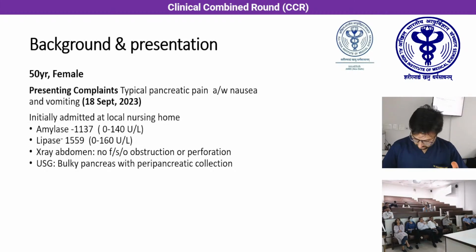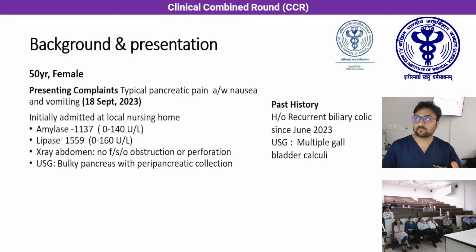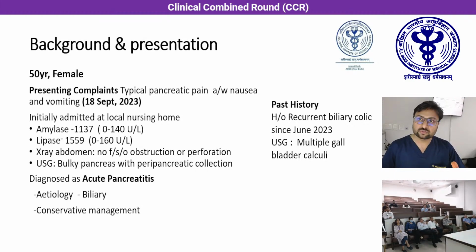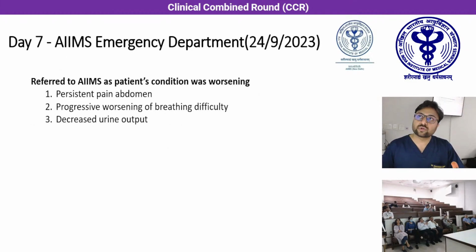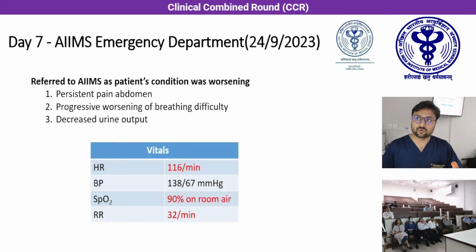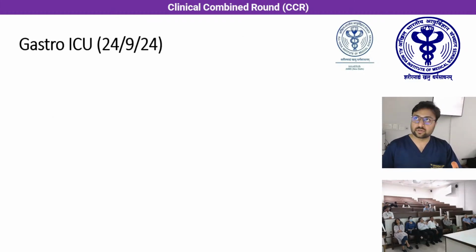with peripancreatic collection. So she was diagnosed, and there was a past history of recurrent biliary colic, and ultrasound also showed multiple gallbladder calculi. So she was managed along the lines of acute biliary pancreatitis with conservative management. But despite this conservative management, her clinical condition worsened, and she presented to AIIMS emergency on day 7 of her illness with persistent pain abdomen, progressive worsening of breathing difficulty, and decreased urine output. On presentation, her heart rate was 116 and she had hypoxemia. She was evaluated in emergency and urgently shifted to gastro ICU on the same day of admission.